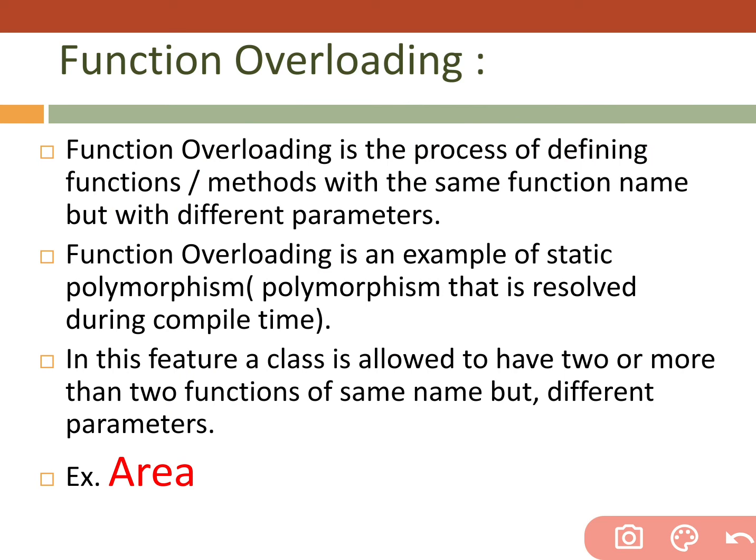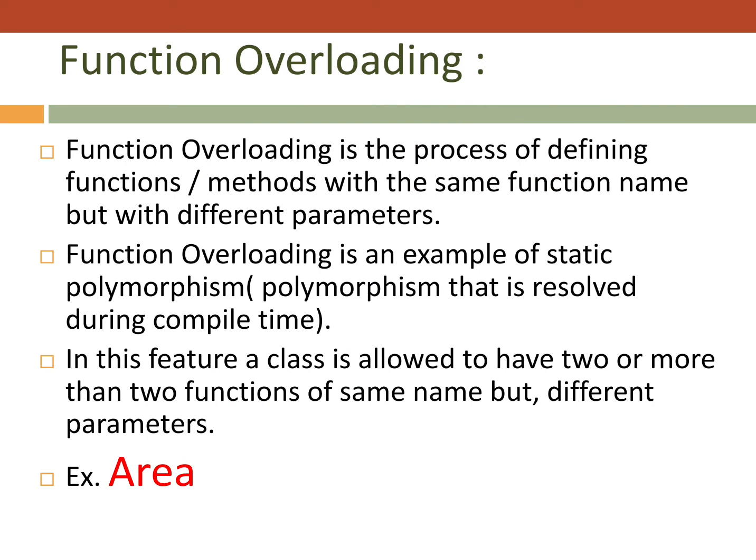And see, the second point: function overloading is an example of static polymorphism, and the polymorphism that is resolved during compile time. I told you earlier in the previous slide, this is basically static polymorphism. The third point: in this feature, a class is allowed to have two or more functions of the same name but different parameters.